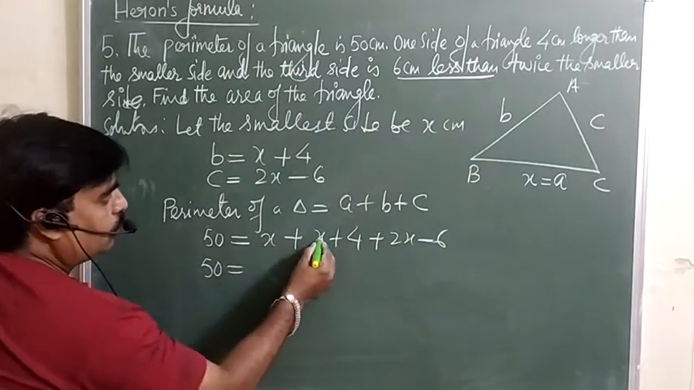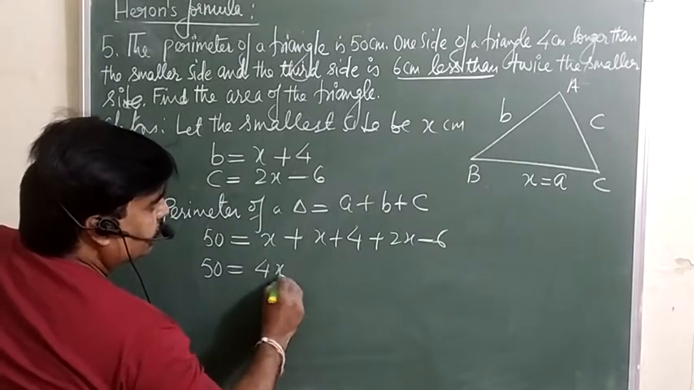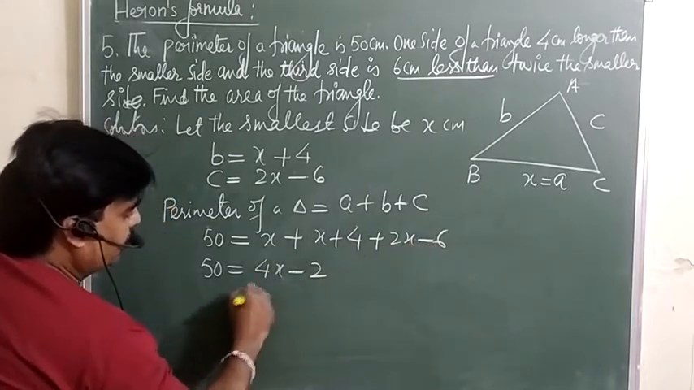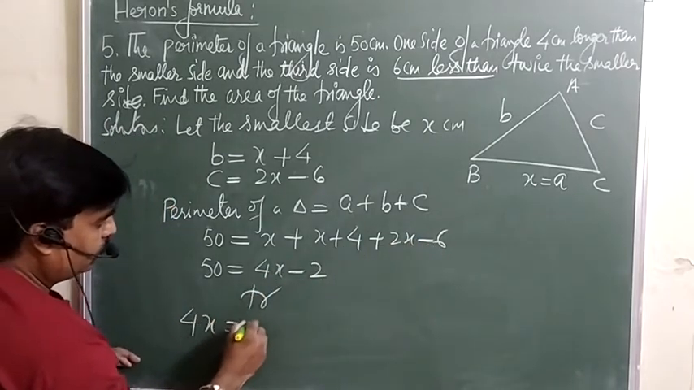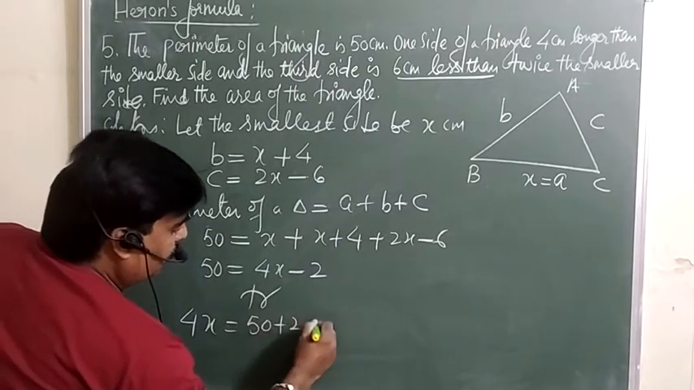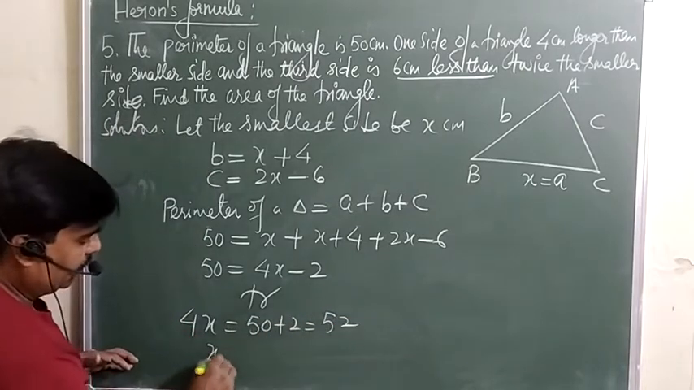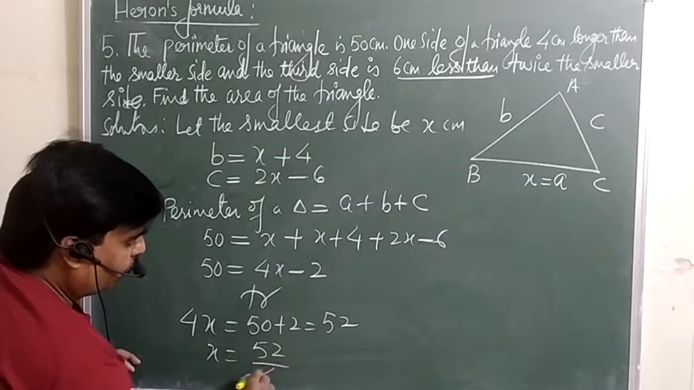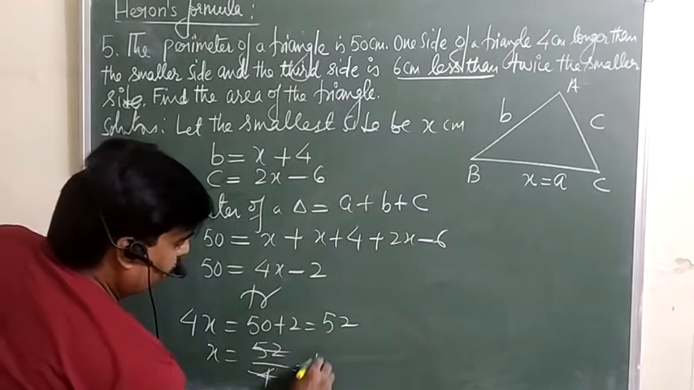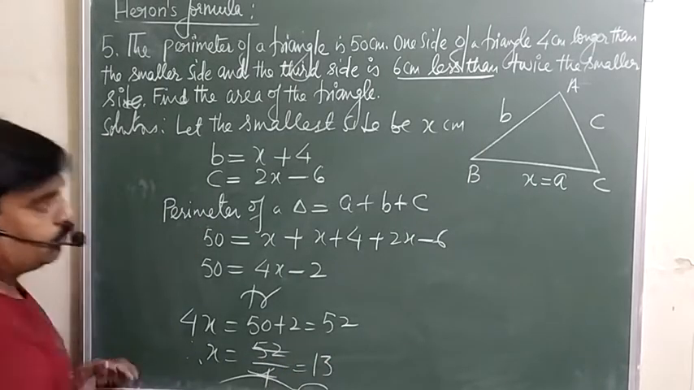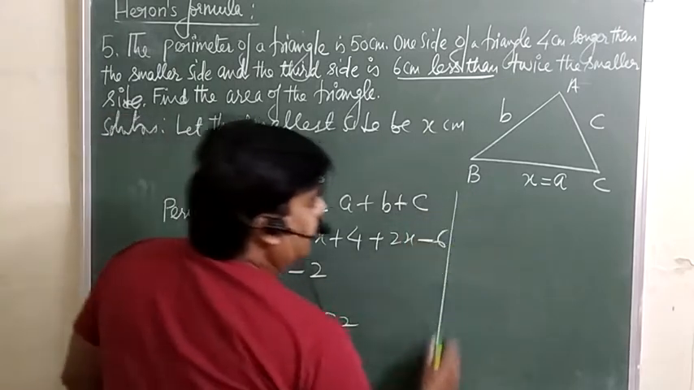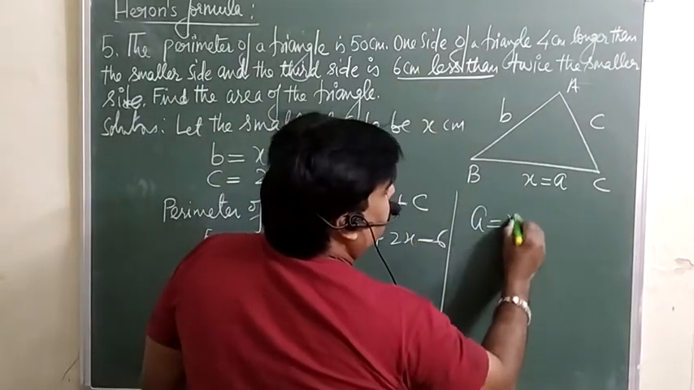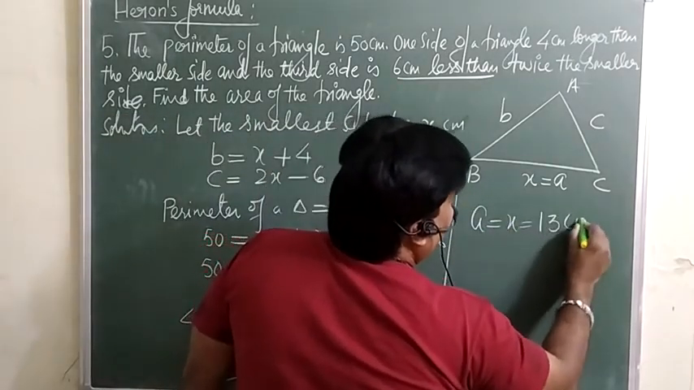50 is equal to 4x minus 2. You can transpose, so 4x is equal to 50 plus 2, that is 52. So x is equal to what? 52 over 4. So 4 13s are 52. So you know x is equal to 13. So what you are getting here is A will be equal to x, which is 13 centimeter.